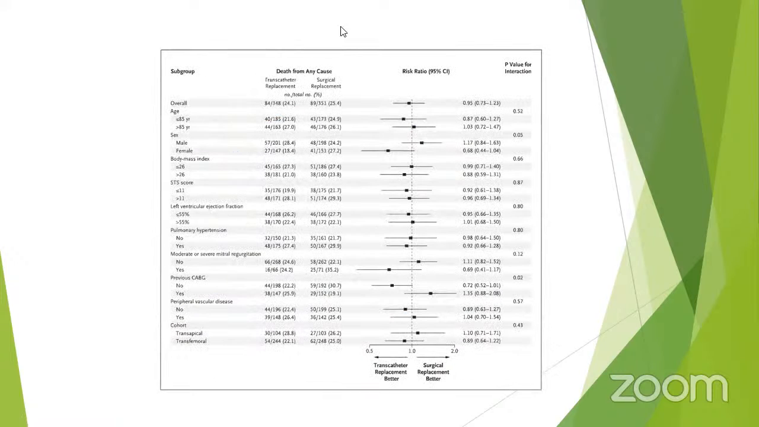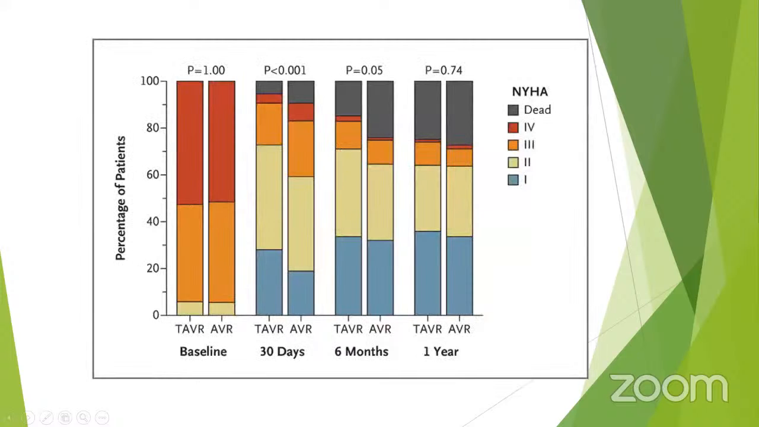A subgroup analysis of the same patients was done to see if there is any significant interaction between these subgroups and the outcome of the study, and it found that TAVI was more favorable in females, as you can see here, and in patients with no history of prior CABG. It was found that TAVI in those patients did better in this trial.